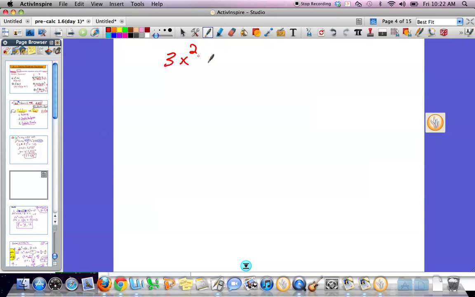3x squared plus 21x minus, I don't want to get carried away here. Let's make this one decent. 12 equals 0. So your first step is to divide everything by 3. And I think at the same time we're going to move the constant to the other side. So I'll have x squared plus 7x, leave a space. That'll be 4 because it's 12 divided by 3.